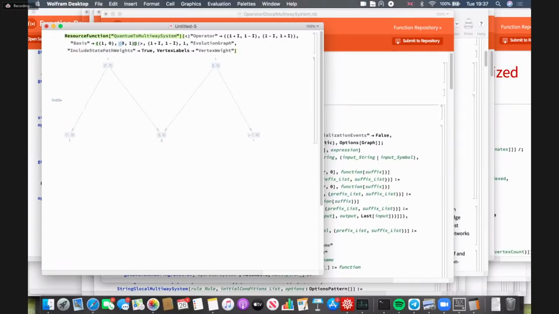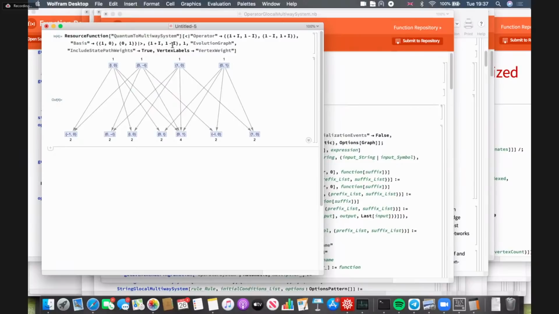Oh, sorry, let me. Basis. Let's start with a. Oh no, actually that's fine. We can do 1 plus I and 1 minus I as our initial state, something like that. Okay, so we've got 1 plus I, 1 minus I. That's our initial state. So you can see we've got a 1, 0, an I, 0, a 0, 1, and a 0 minus I, and they're each weighted 1.